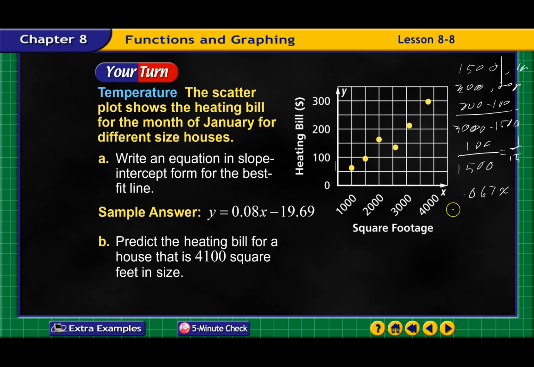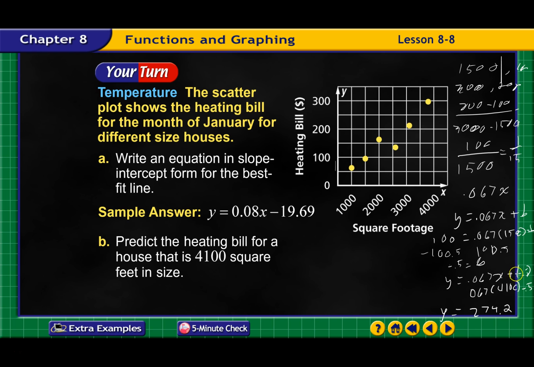So when we put that one in, let me speed through. Okay, so we're back. So I sped through it, punched in the numbers. I actually came up with almost 0, so negative 0.5. Not much difference for my plus b. So I have y equals 0.067x plus a negative 0.5. That's what mine came up to. We're going to put in 4,100. Punch that all in. I get 274.2, which is fairly close to 308.